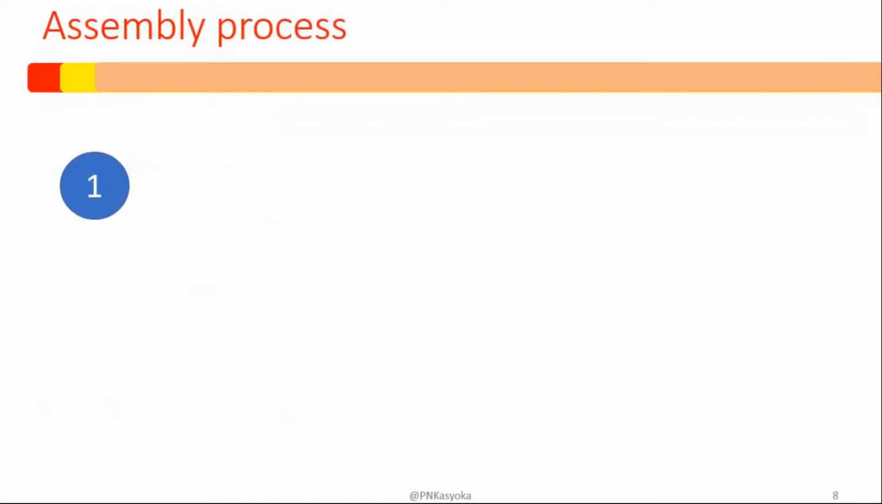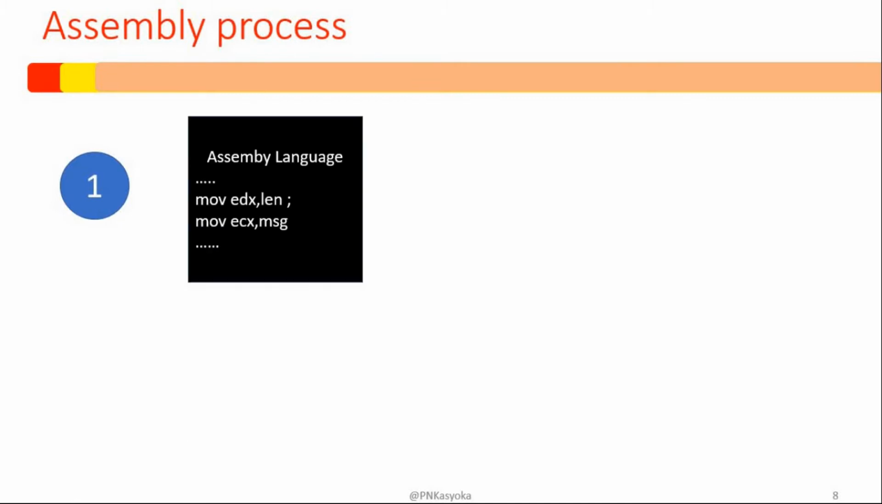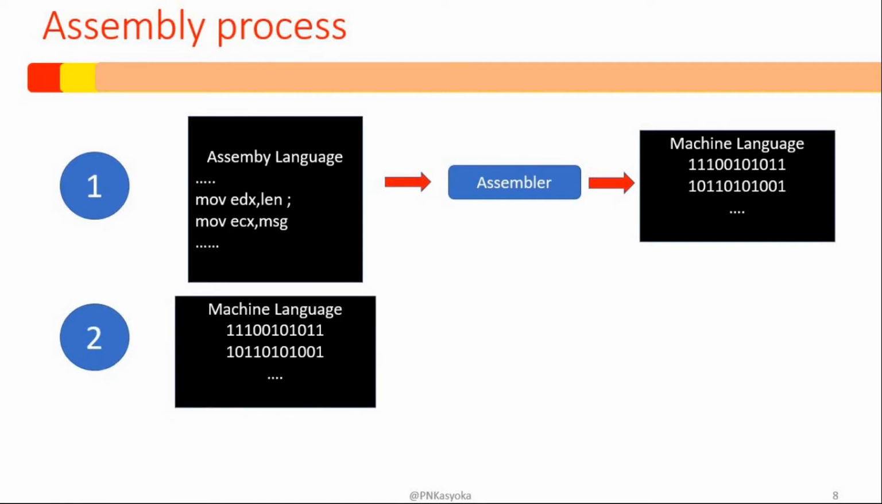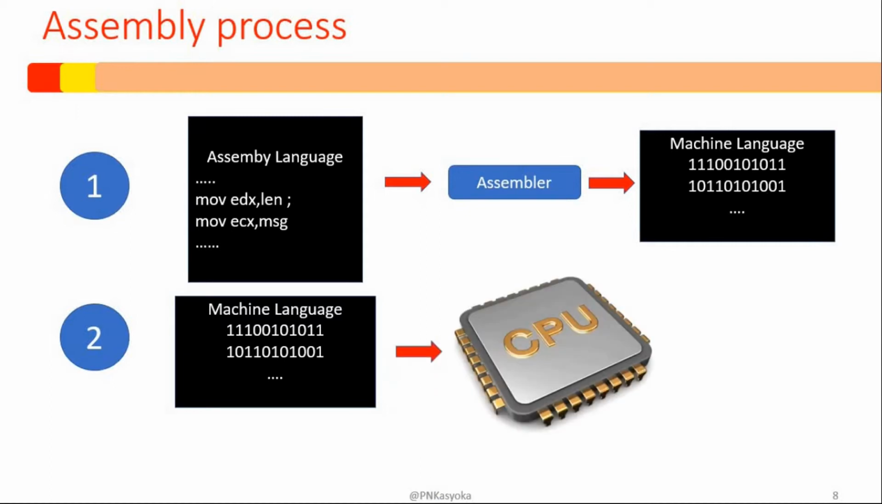Now looking at the assembly process, assuming that this is our program written in the assembly language, we would need an assembler for it to be translated to machine language or the object code. After the translation has occurred, there would be no need for us to use the program written in assembly language further, because we need to use just the object code, and it can be executed and the computer system can be able to understand it.